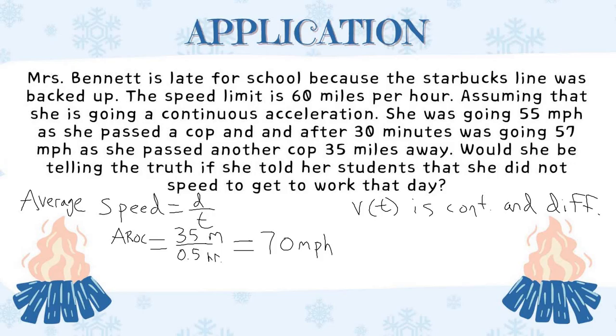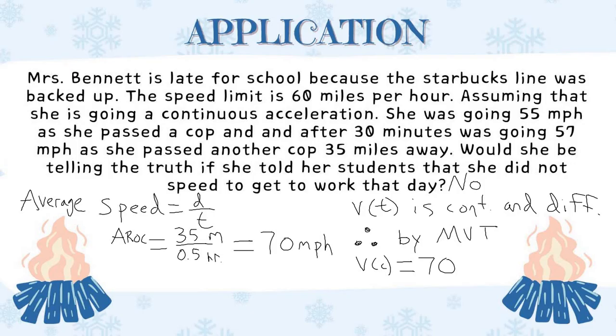So therefore, by MVT, there had to be some v of c that equals what? 70. Because that was our average rate of change that we found. We found it a little differently than our f of b minus f of a, but it's still my average rate of change, and that's what the f of b minus f of a stuff represents. We don't know where, but it had to be 70 somewhere in between. So did I speed? Yes. So no, I didn't tell the truth.